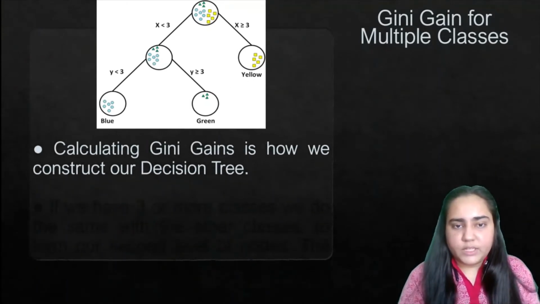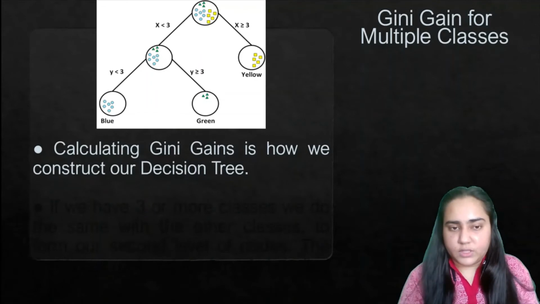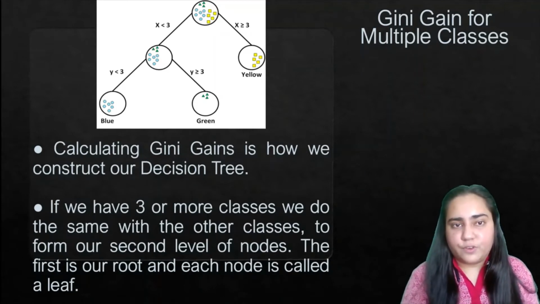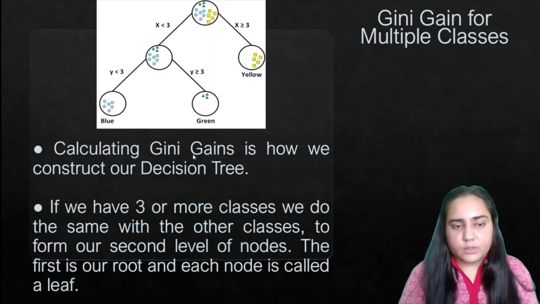Now, calculating Gini gains is how we construct our decision tree. And if we have 3 or more classes, we just do the same with the other classes to form our second level of nodes. So first you're going to create the first level by using the same procedure that we did. And then to create this level, you're just going to apply the same formula to this node right here for these values. So you're just going to go on doing that and creating a decision tree.